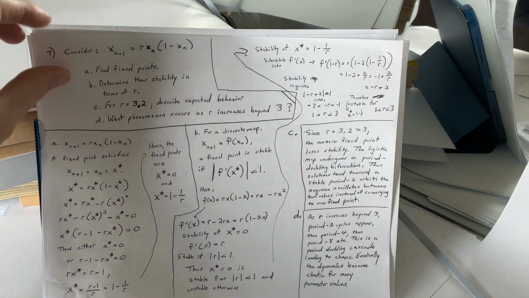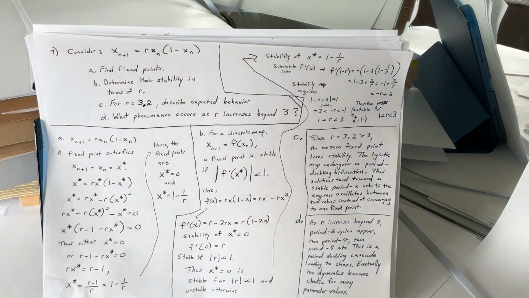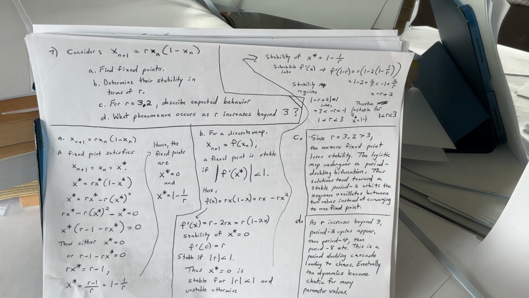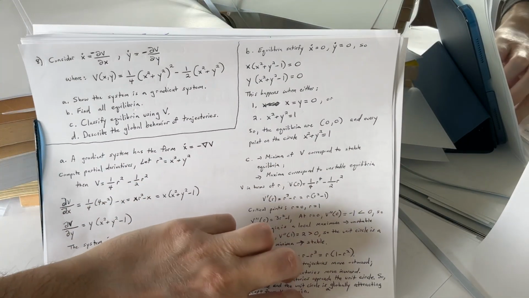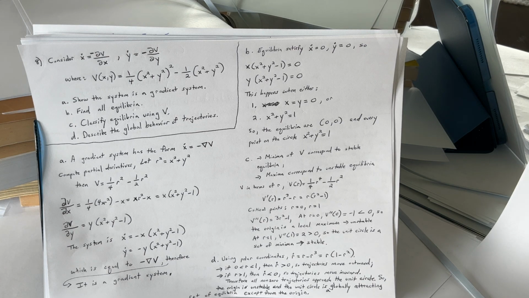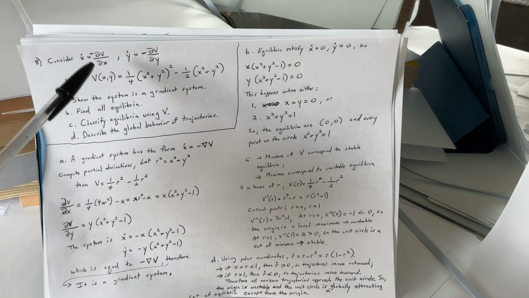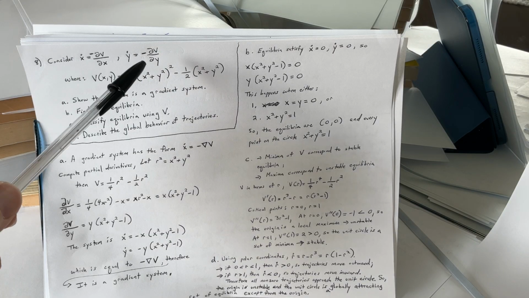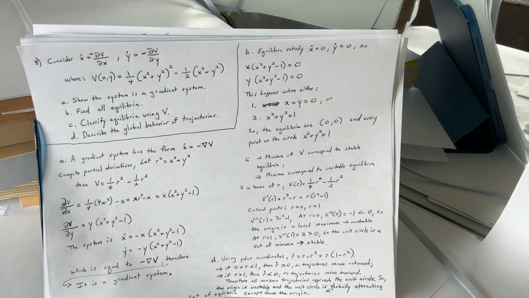So that was number 7. Wow, we did 6. Okay, 3 more to go, it looks like. Number 8. Let's see what we have here. Consider x dot equals negative partial v partial x, y dot equals negative partial v partial y, where v of x y is this. So part A, show the system is a gradient system.